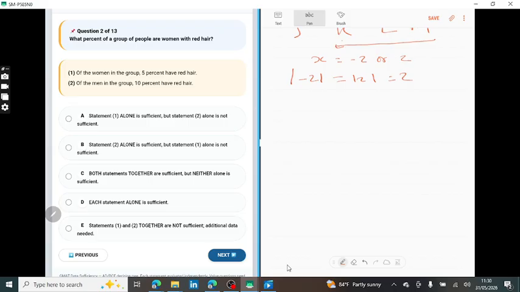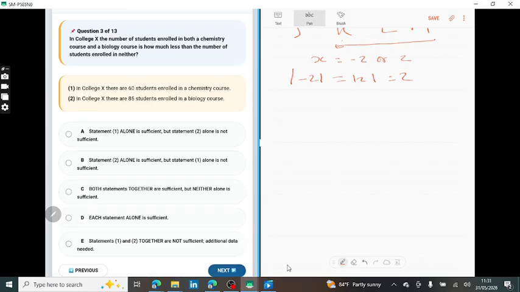So A, statement 1 is not sufficient. Okay, that is E. Wait. Let's remember that we don't know the percentage of women in the group. We only know the percentage that have red hair. So that is why it's not sufficient. And the second one, we're actually looking for men, not women. When we combine them together, it's still not giving us the needed information. So we select E.